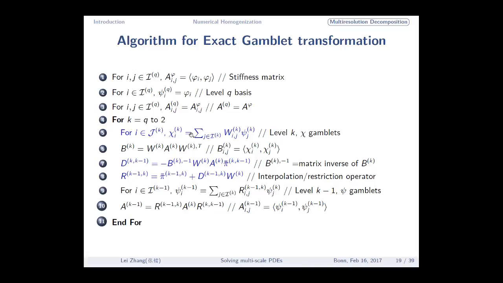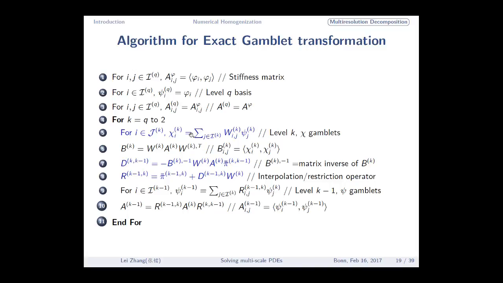Of course, we don't want to calculate the basis at each level, as that would be too costly. So we actually calculate this transformation. At the finest level, we just use, for example, the usual linear basis, that's the qth level, and we go from the bottom level to the upper and upper levels. This W, which you preset, gives you this chi. This chi is the Gamblet. It is in the orthogonal complement space.